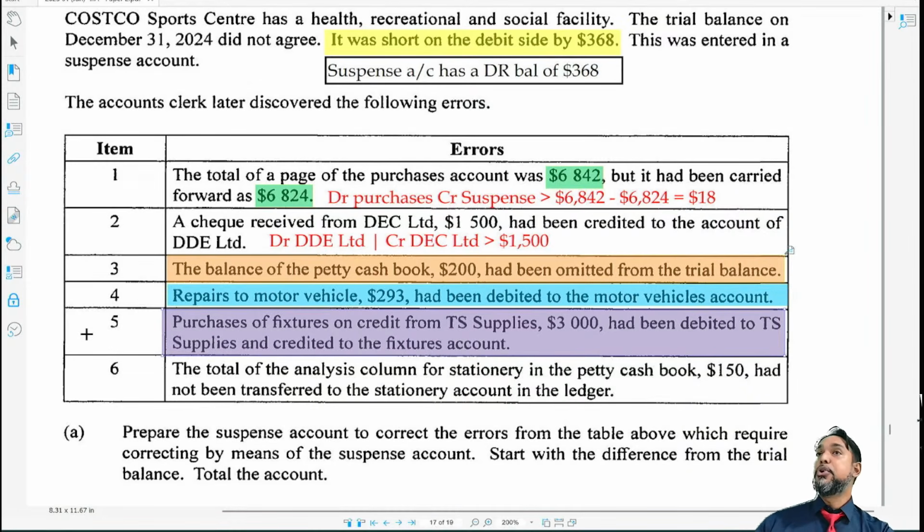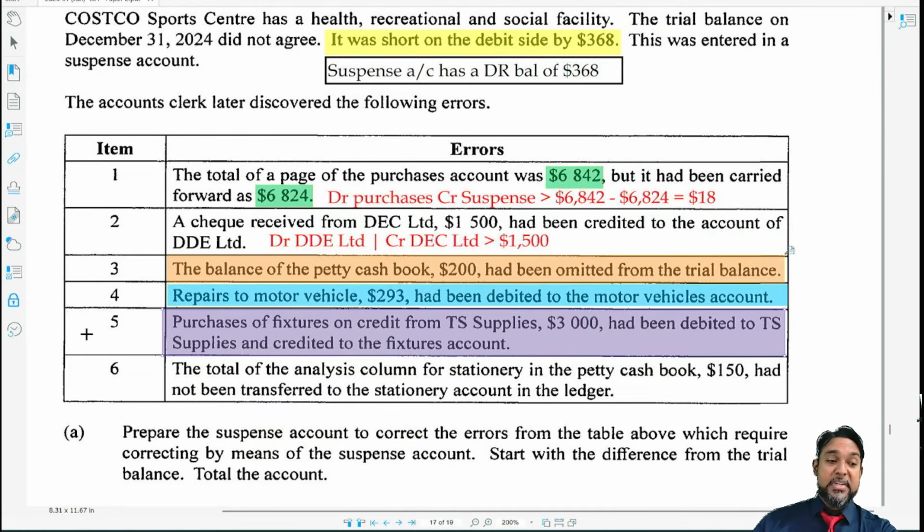And if you buy something on credit from somebody, so follow my train first. You buy something on credit. Did you pay for it right away? No. Therefore, you owe money for it. Yes. Anytime you owe anybody money, how do you classify that? Liability. And how do we record when a liability comes into existence? With a credit. So we were supposed to debit fixtures and credit TS for 3,000, right?